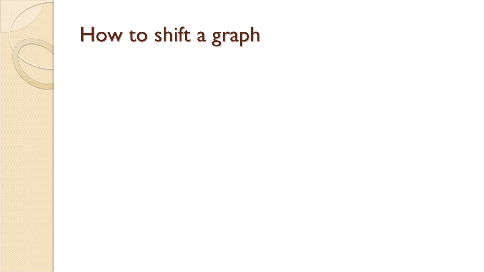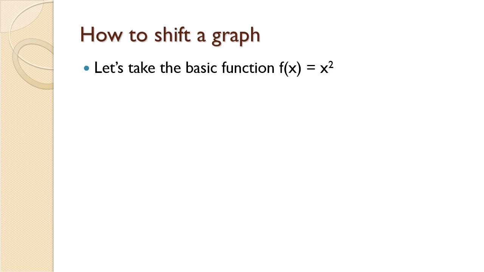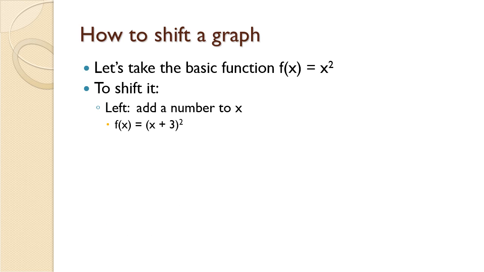How to shift a graph. So we're going to start with the basic function f of x equals x squared and play with that a little bit. If we want to shift it to the left, we're going to add a number to the x, and it's going to look like this. Notice that the number is inside the parentheses with the x and the squares on the outside. Notice that it's kind of backwards of what you would think. You would think that if you wanted to move it to the left, you would subtract it because that's kind of the minus direction. But with x, everything seems to work a little bit backwards. So if we want to move it to the left, we actually need to add a number. If we want to move it to the right, well, then we're going to subtract a number, and it's going to look like that.